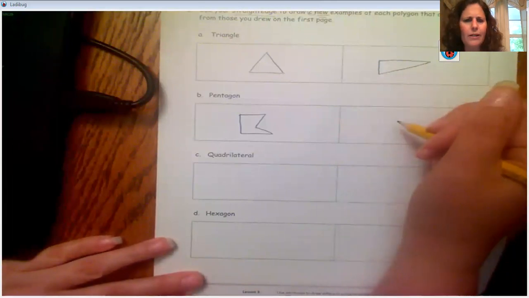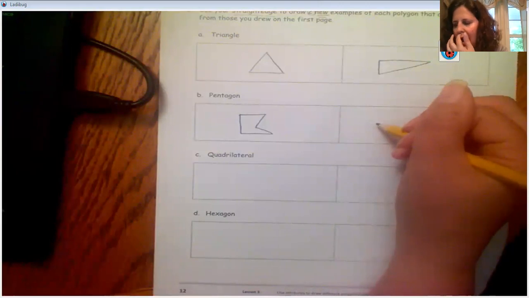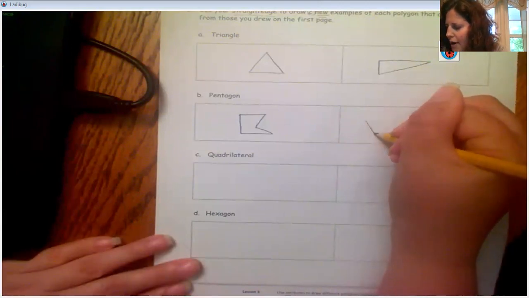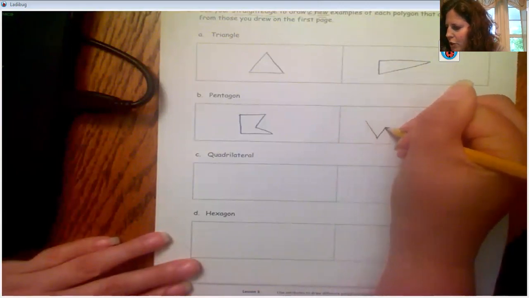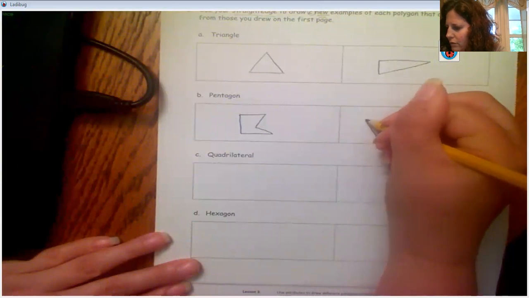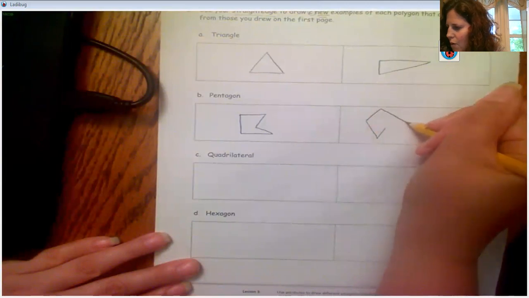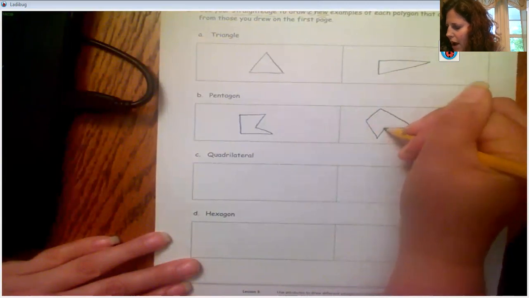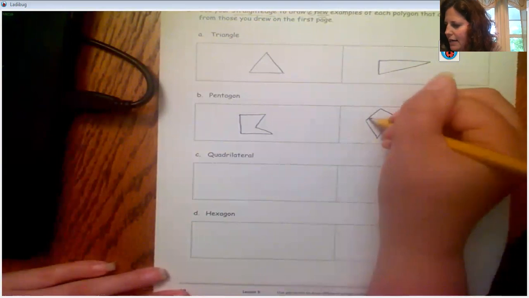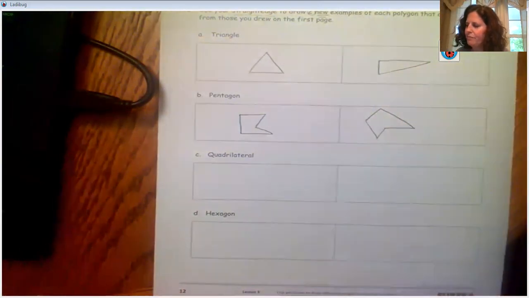And let's see, I'm going to kind of just have some fun with it. 1, 2, 3, 4, 5. There is another pentagon. Okay.